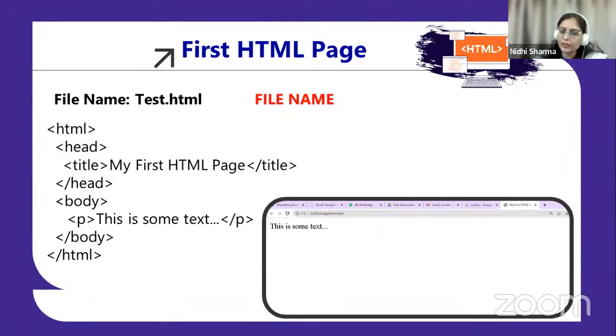So I can use capital letters also for tagging. I can use small letters also for tagging. I can use a combination of both. This HTML is not at all case sensitive. So HTML contains two parts, head and body.